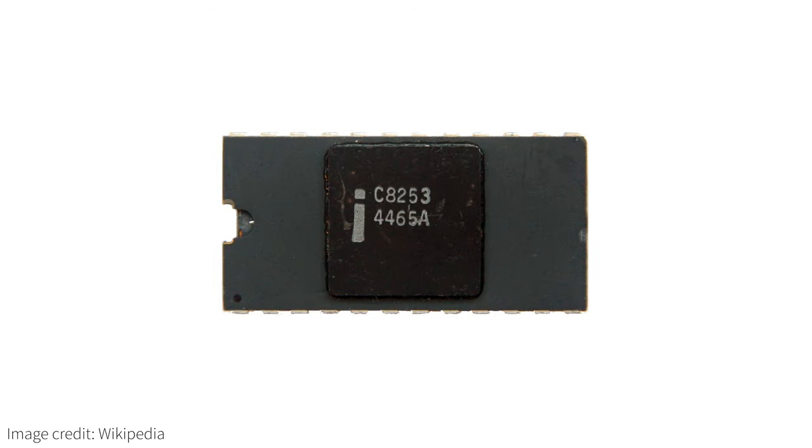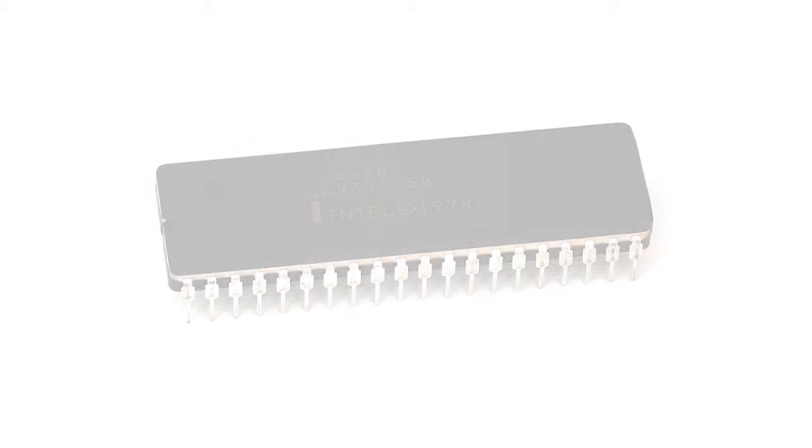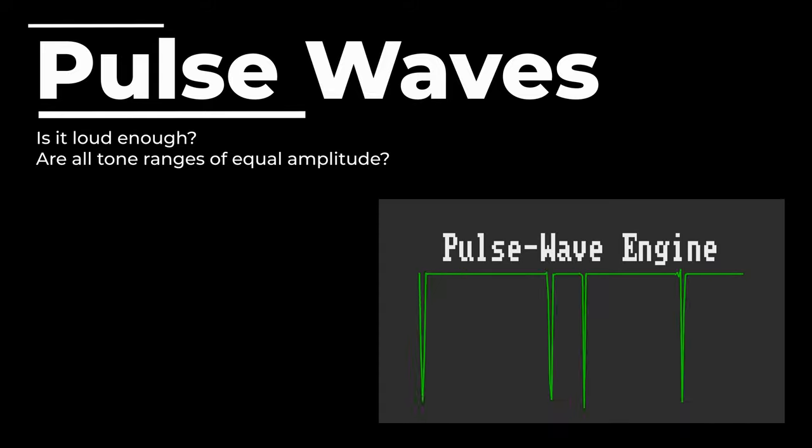All these methods so far use the 8253 timer chip as designed. From here on out, we'll choose more CPU-intensive methods of sound generation that didn't exactly play by the book. Multi-voice music using pulse waves.